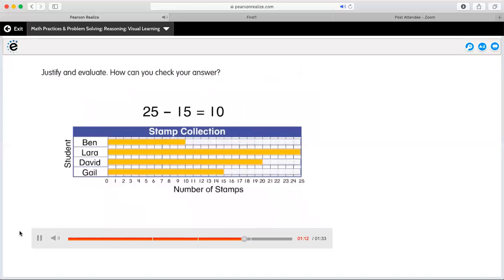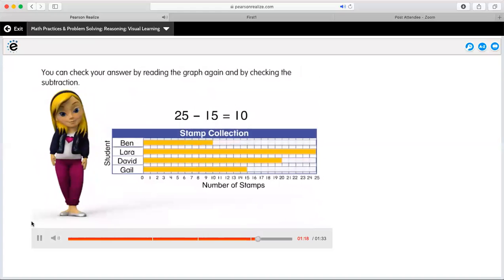Justify and evaluate. How can you check your answer? You can check your answer by reading the graph again and by checking the subtraction. Now you know how to use a graph to solve a problem. Good job!